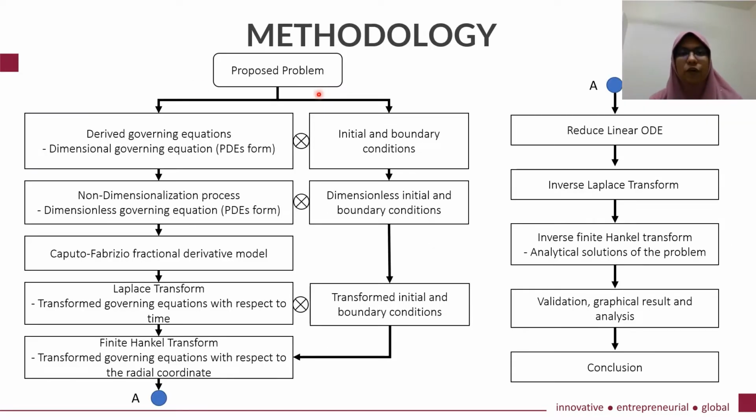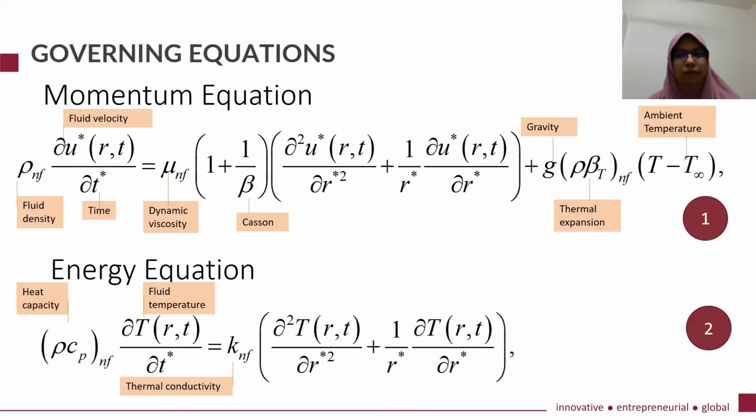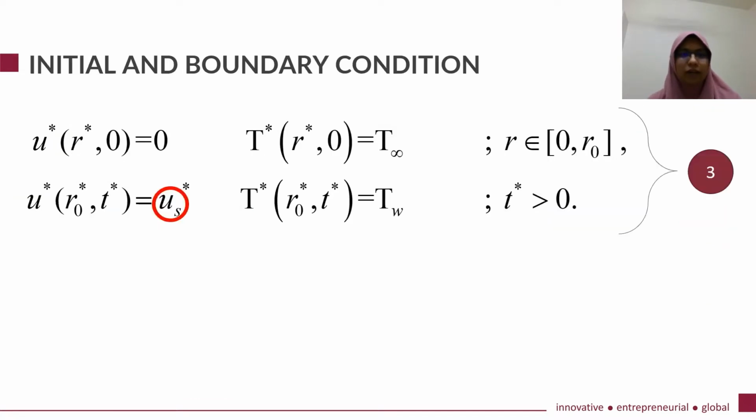Next is the methodology. First, we propose the problem and then we derive the governing equations to obtain the dimensional governing equations for the momentum and energy, together with the initial and boundary conditions. As you can see here, the governing equation for the momentum is the first equation and the energy equation is the second equation. Subscript nf indicates the nanofluid. Next, the third equation shows the initial and boundary conditions. Us is the slit velocity.